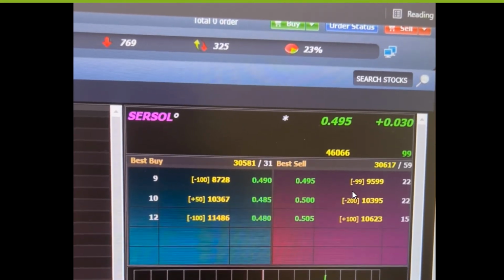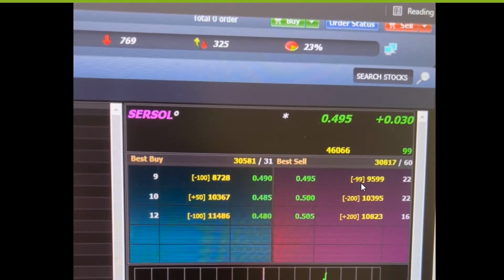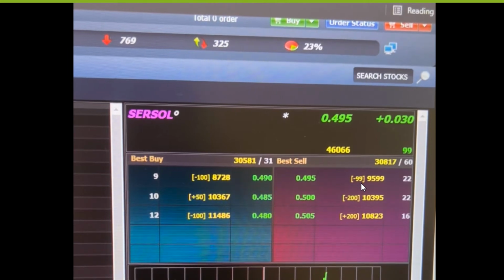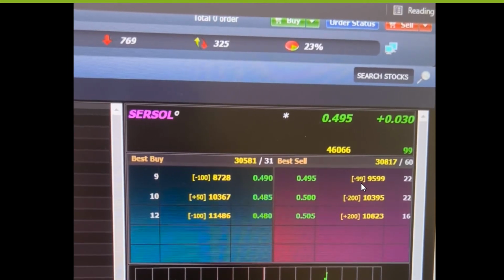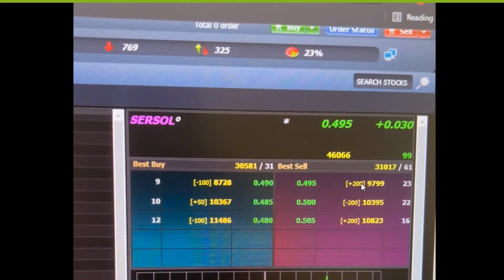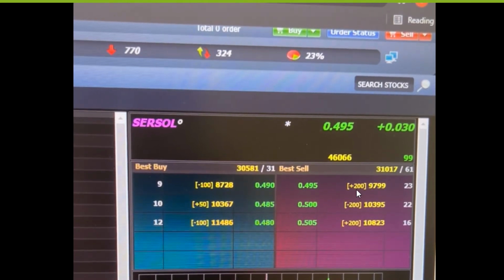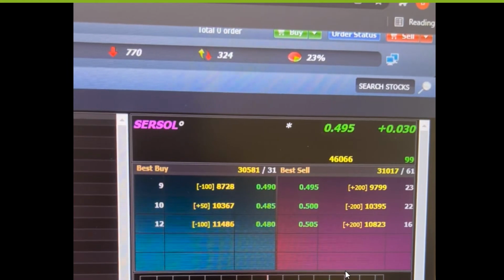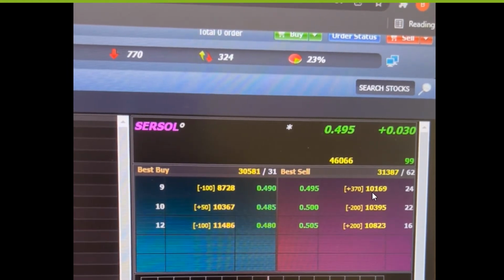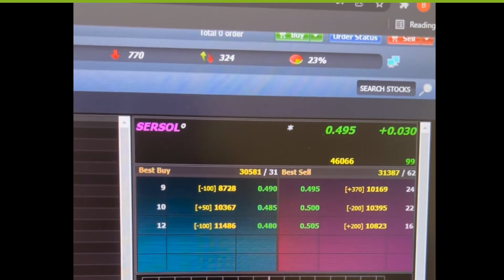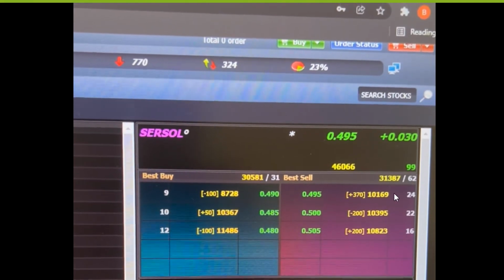Note that there is also a -99 there. That means that there were only 99 lots being sold, and that is not big enough. We will need to see a big lot size coming in. That's another additional 200 lots here. And let's watch carefully from 1 minute and 8 seconds. Right now it's at 45 seconds. Let's wait until 1:08.